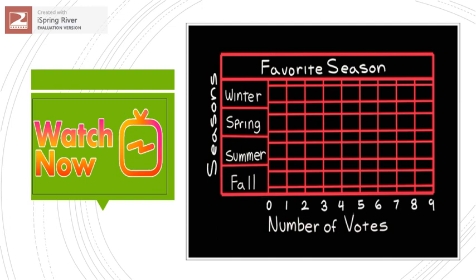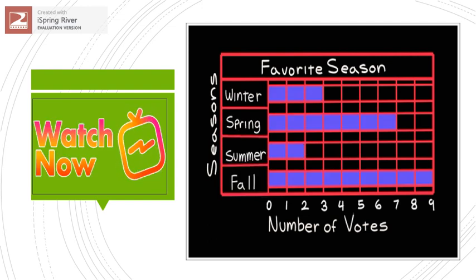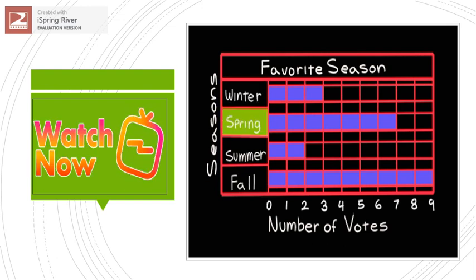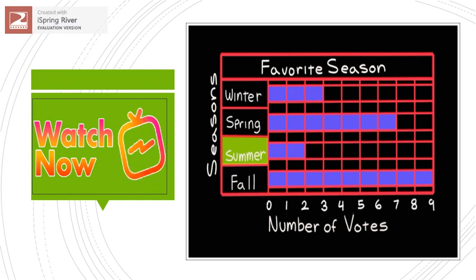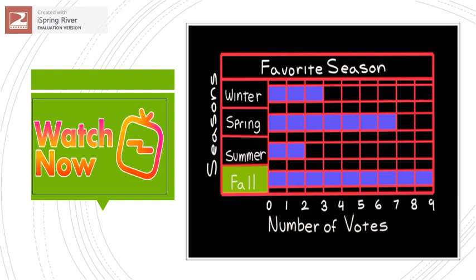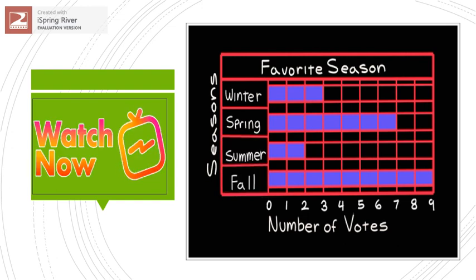The results are in. My classmates and I were asked about our favorite season: winter, spring, summer, or fall. And here is a bar graph that shows how we voted. Do you think this data tells us anything about my classmates and me? I see winter got 3 votes, spring got 7 votes, summer got only 2 votes, and fall got a whopping 9 votes. The length of each bar shows how many votes each season got.